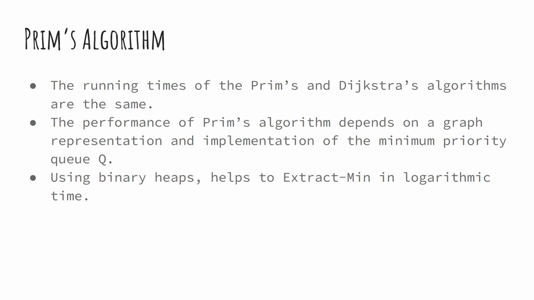So let us discuss the running time of Prim's algorithm now. Basically the running times of Prim's and Dijkstra's algorithms are the same. The performance of Prim's algorithm depends on the graph representation and the implementation of the minimum priority queue. So using binary heaps we can basically do the extract minimum operation in logarithmic time.